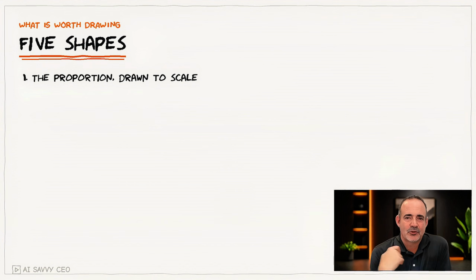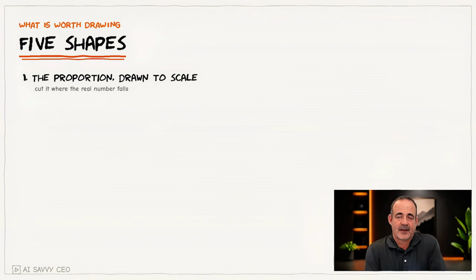1. The proportion, drawn to scale. You have a whole and a part. Draw the whole as a bar, cut it where the real number falls, shade what was lost. The one in this video showing where a script got truncated is exactly that, and the cut sits at the true position, 93% along, not wherever looked good. Draw it to scale or don't draw it.